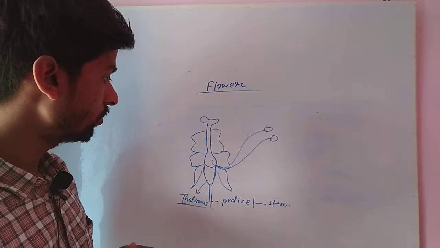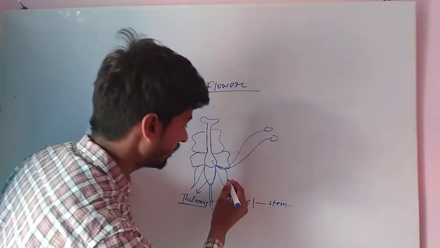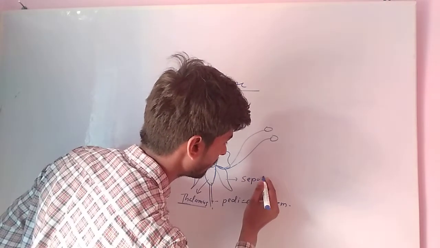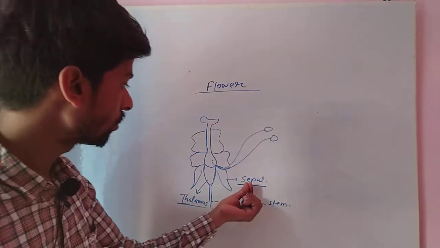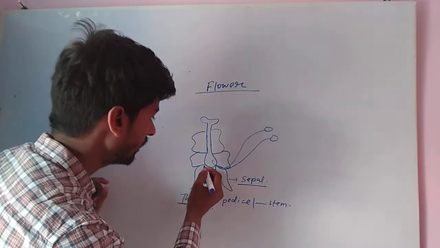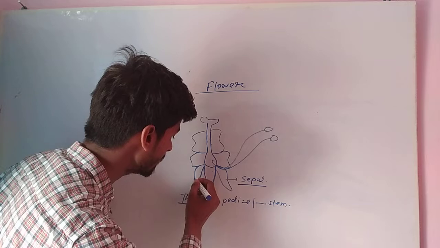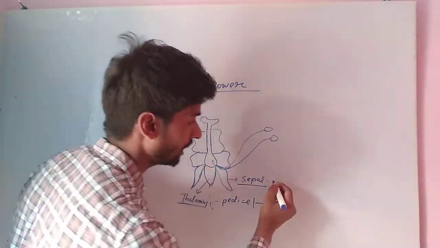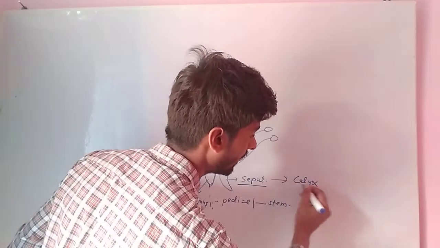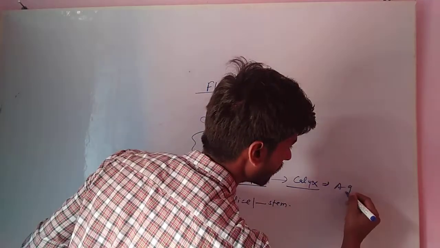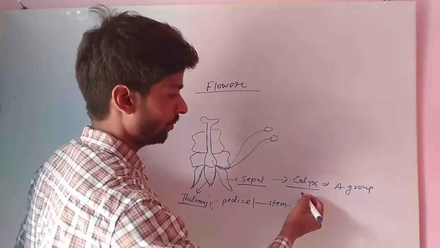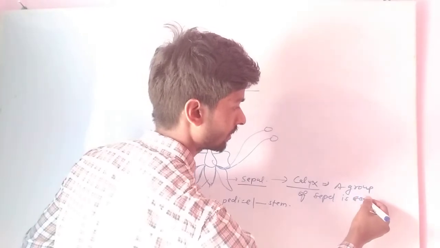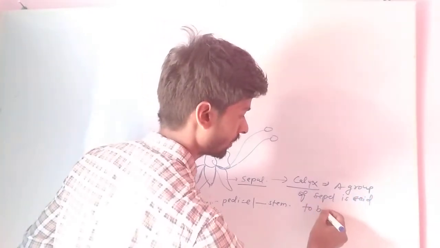And now we are moving to another part, this one is known as a sepal. This one is a sepal, the green part of the flower, but when there is a group of sepals, it will be called a calyx. So we can write here: a group of sepals is said to be calyx.